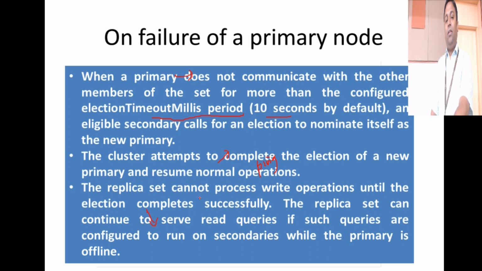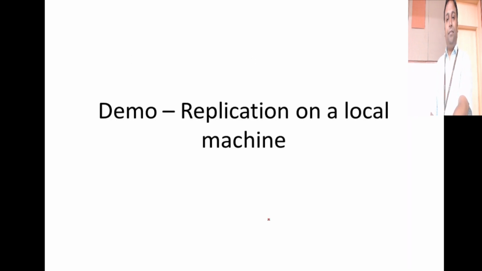See, there is one more thing. When the primary fails, when the election is happening, a read can still happen from the secondary service. It supports reads till the new primary gets elected. So we'll go with a demo on replication on a local machine.